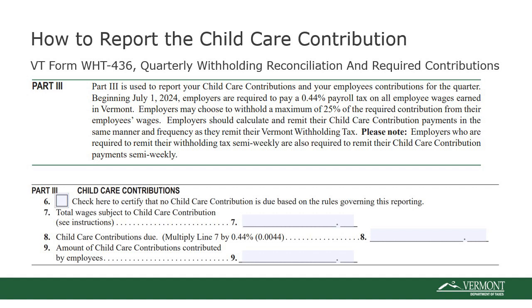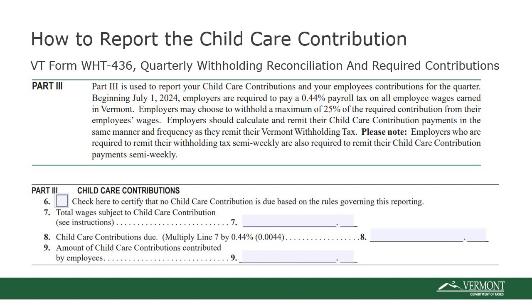And right here is a little snippet of the instructions and the paper form. So as you can see, here are all the new fields. Part 3, number 6. Here's a checkbox to certify that no child care contribution is due based on the rules governing this reporting. So like I said, if you're excluded from paying the CCC, which means you're voluntarily reporting withholding wages for an employee, you could check this box to indicate that you don't owe any child care contribution.